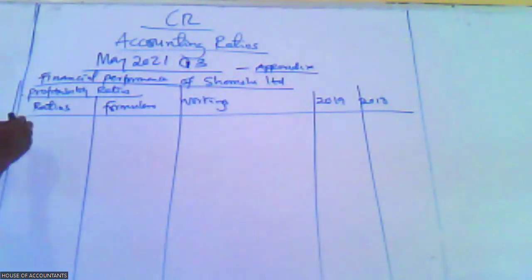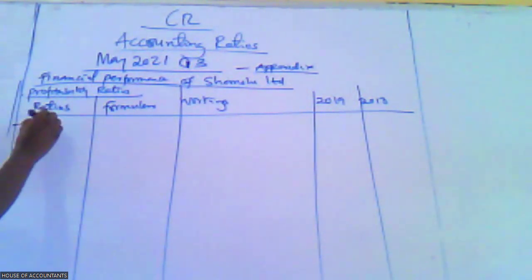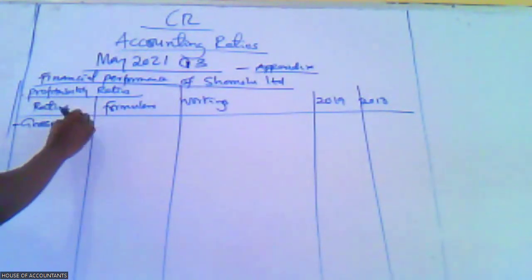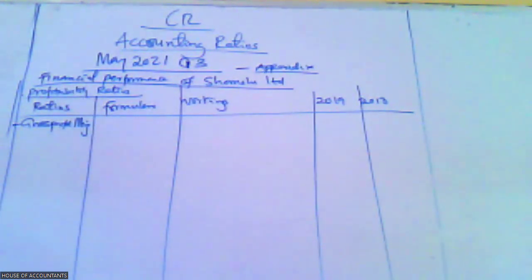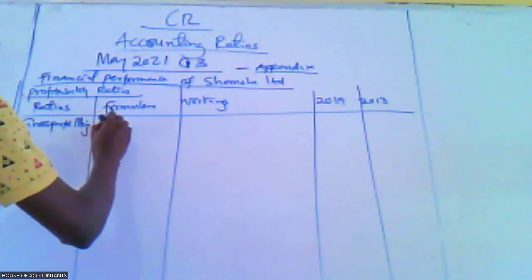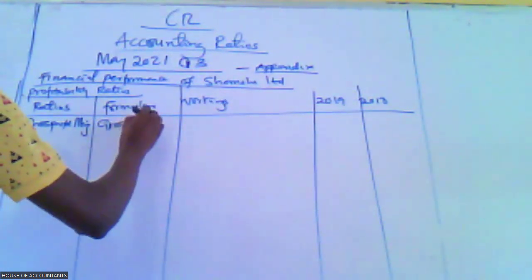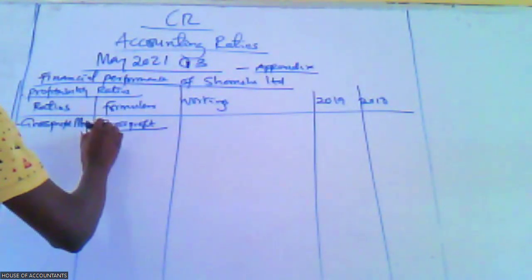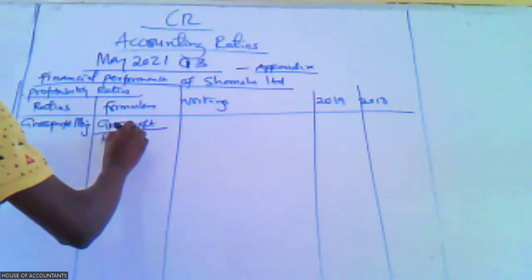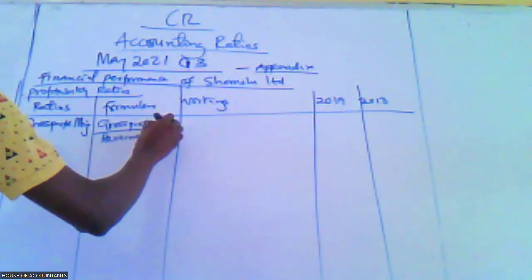Okay, so we want to calculate ratios under profitability ratio. So let's start with the first one: gross profit margin. I believe online can hear us. The formula will be gross profit over revenue multiplied by 100%.